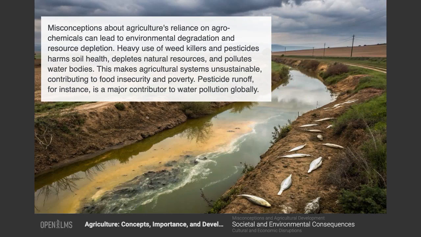Misconceptions about agriculture's reliance on agrochemicals can lead to environmental degradation and resource depletion. Heavy use of weed killers and pesticides harms soil health, depletes natural resources, and pollutes water bodies. This makes agricultural systems unsustainable, contributing to food insecurity and poverty. Pesticide runoff, for instance, is a major contributor to water pollution globally.